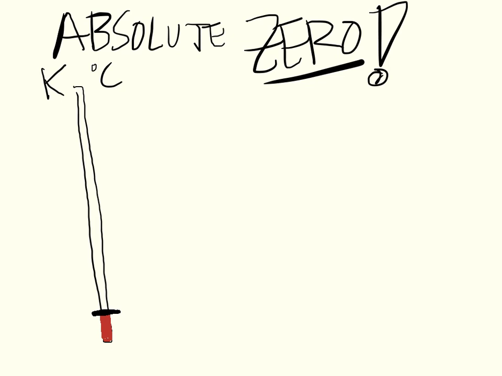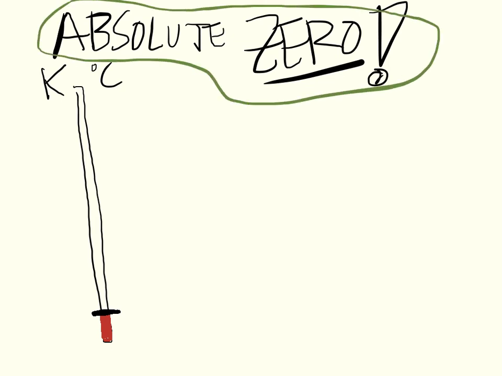What is the temperature of those molecules? What is the temperature of that object? The temperature of that object would be something called absolute zero. So absolute zero is a theoretical temperature. It's something that cannot be reached. Okay? It can't be reached.